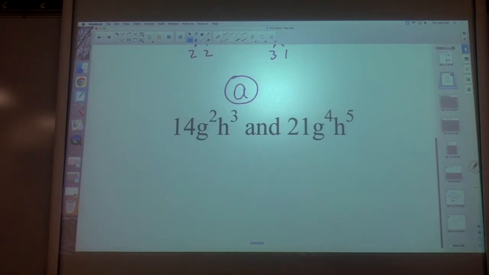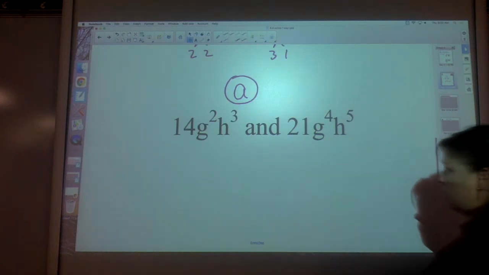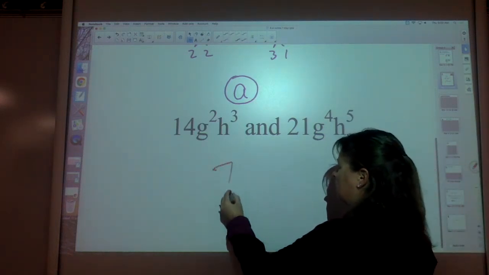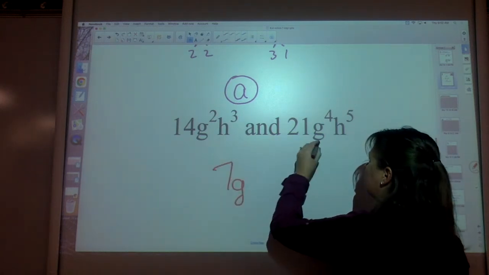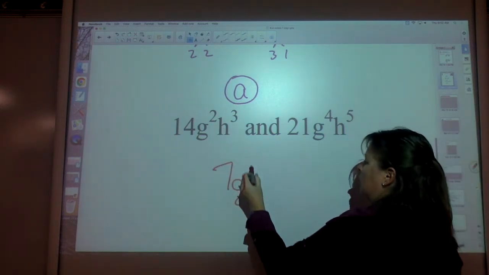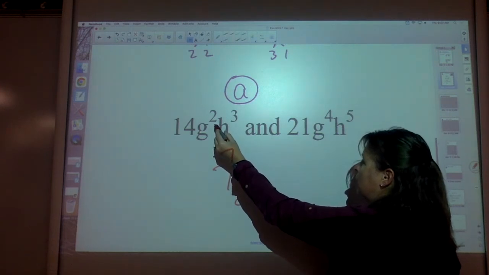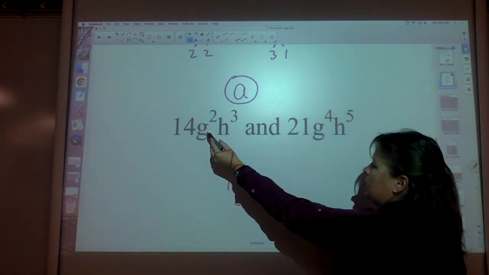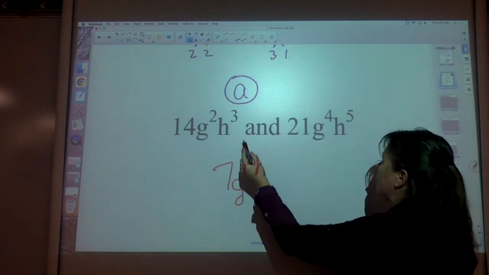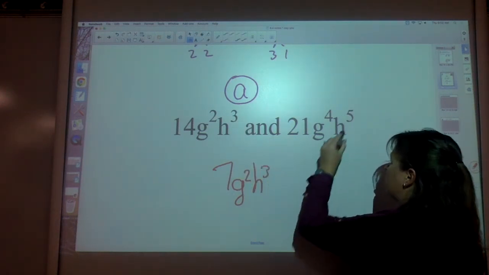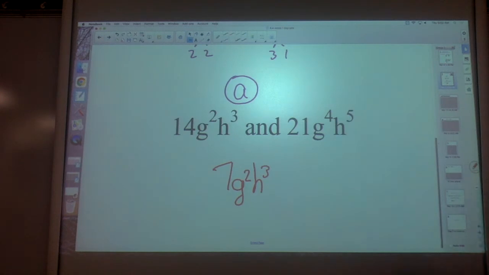Let's try this one. 14g squared h cubed and 21g to the 4th h to the 5th. Find a factor that goes into 14 and 21. 7 is our guy. We know that they both have g's. How many do they have in common? At least 2. They have 2 in common. You can't say they have 4 in common because this one doesn't have enough. How many h's do they have for a common factor? That one only has 3. This one has 5. So again, you take the smallest exponent that exists on the g's and the h's. And there's your greatest common factor.